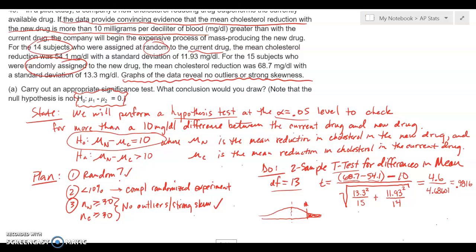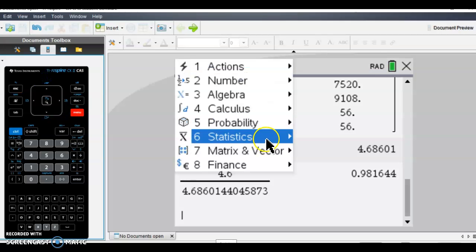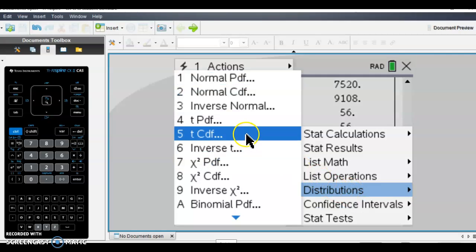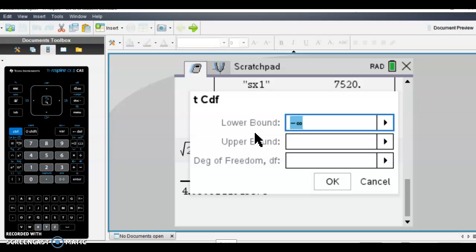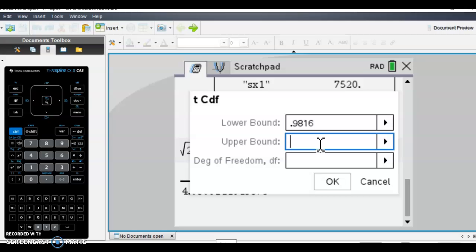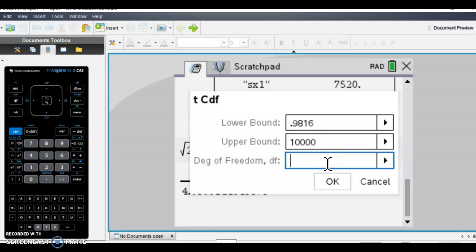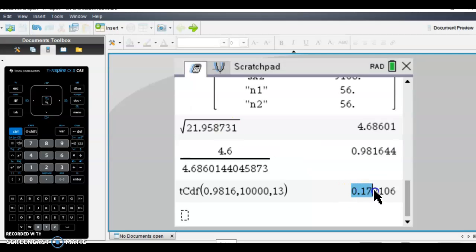So let's head over to the calculator, plug our info in, and see what p-value we get. We go over to statistics, distributions. We want our TCDF. The lower bound is going to be our t-score, which was 0.9816. The upper bound is going to be infinity or something really, really big, so we'll just plug in a really big number. Then degrees of freedom defines how flat the curve is, or how well it resembles the normal curve. We've got 13 degrees of freedom here, and you hit OK, and it's going to spit out that probability. So this is our p-value, 0.172106.